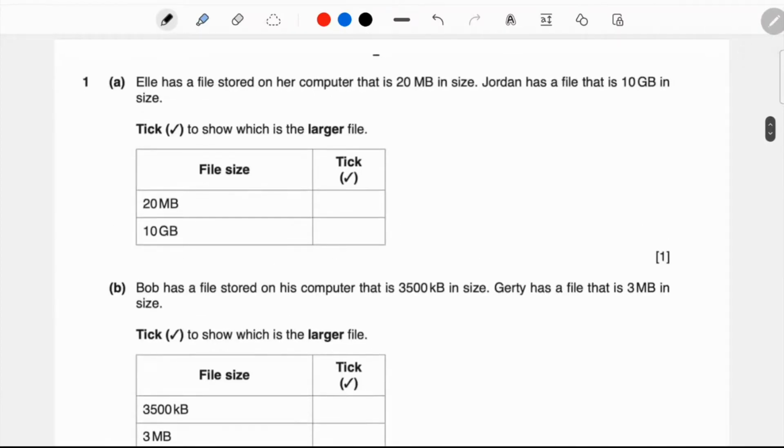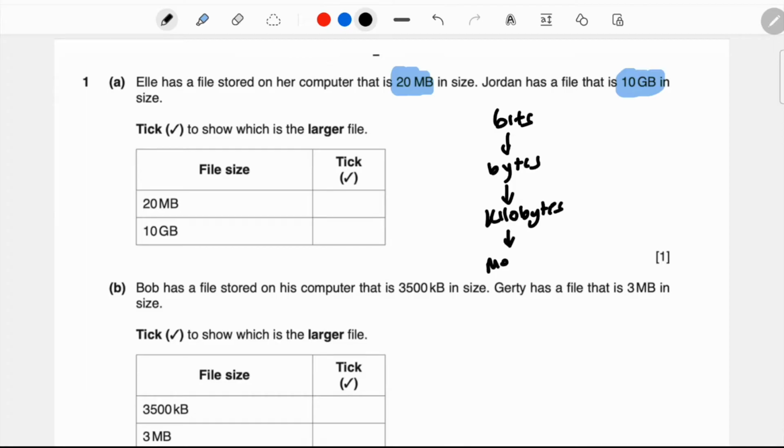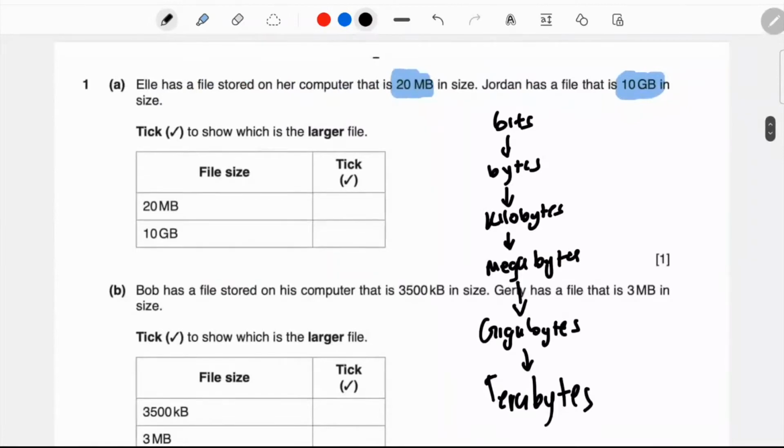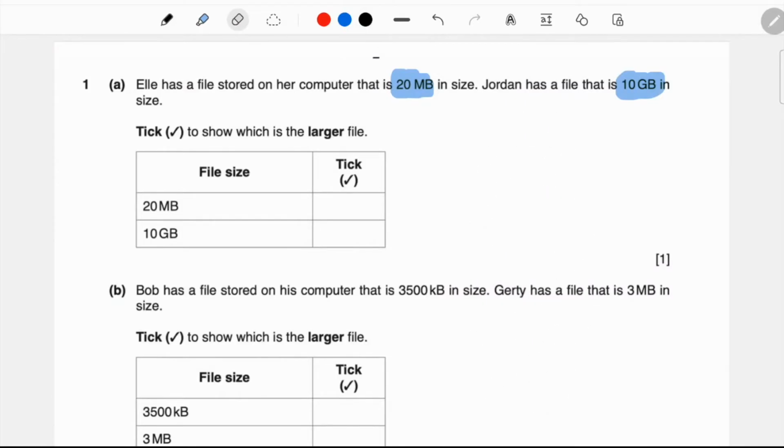Next question, it's a similar question, only 2 marks. Okay, so let's see how this type of question is framed. It says Lily has a file stored on her computer that is 20 MB, and then Jordan has a file that's 10 GB. We already know the larger file is 10 GB, but why is it the larger file? Now, we know that the order always goes from bits to bytes to kilobytes to megabytes to gigabytes and then terabytes. Okay, it always goes like this: bits, bytes, kilobytes, megabytes, so on and so forth. So without even needing to understand this concept, if you use a phone, you will already know that gigabytes is bigger than 20 MB. Okay, so 10 gigabytes is bigger than 20 MB. There's not a lot of explanation needed here. This is kind of general knowledge.